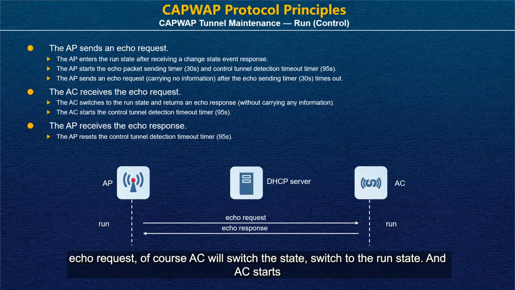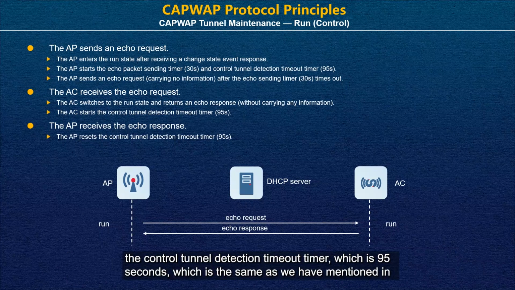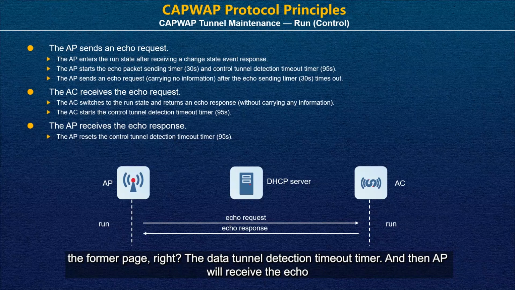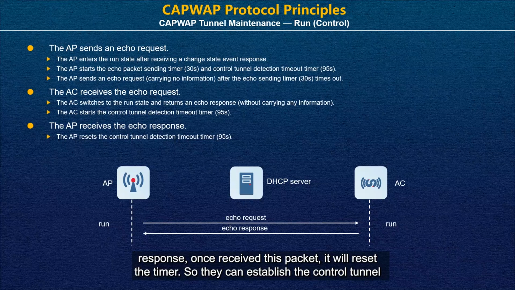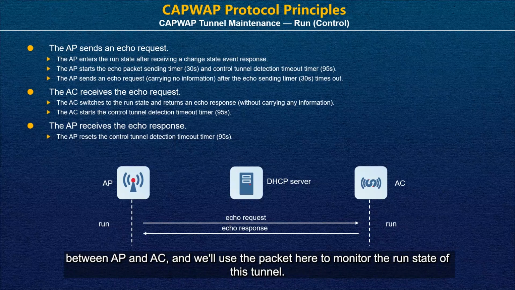After receiving the echo request, of course, AC will switch the state to the run state, and AC starts the control terminal detection timeout timer, which is 95 seconds, the same as we have mentioned in the former page, the data terminal detection timeout timer. And then AP will receive the echo response. Once it receives this packet, it will reset the timer. So they can establish the control terminal between AP and AC, and will use the packets here to monitor the running status of this terminal.